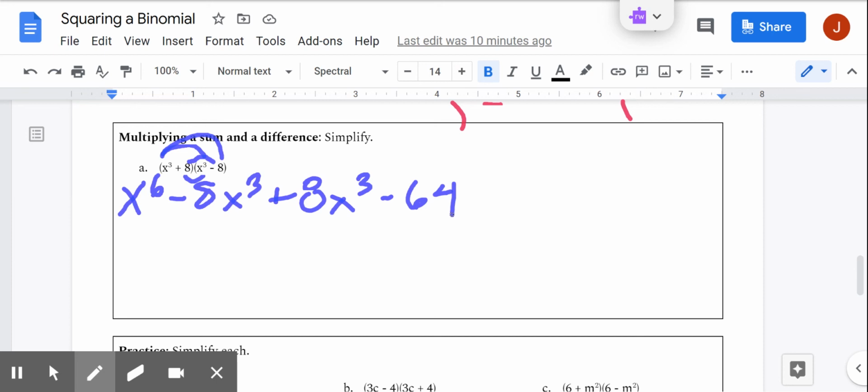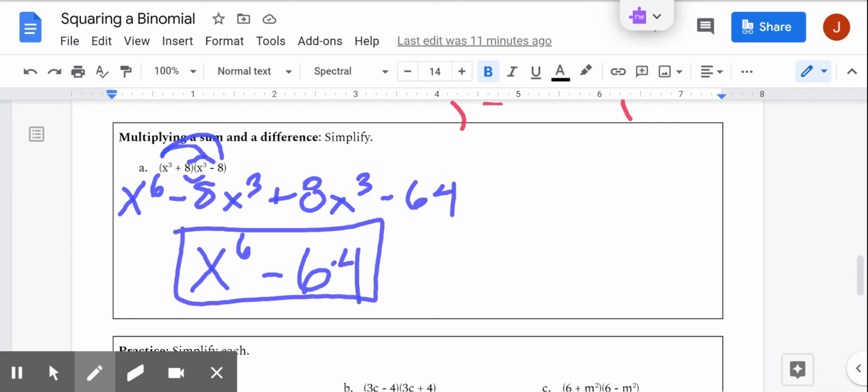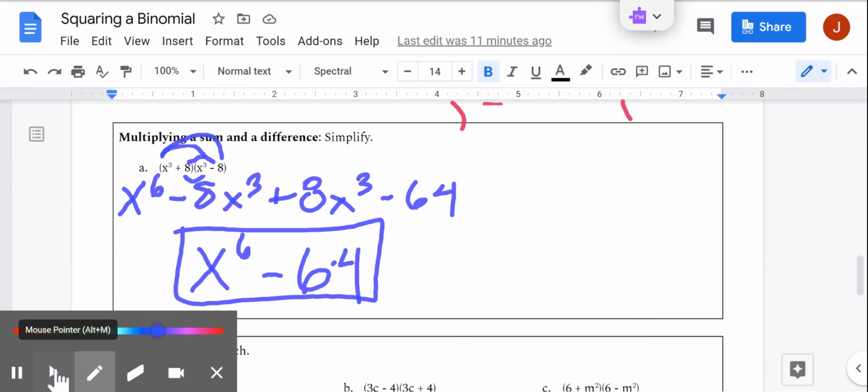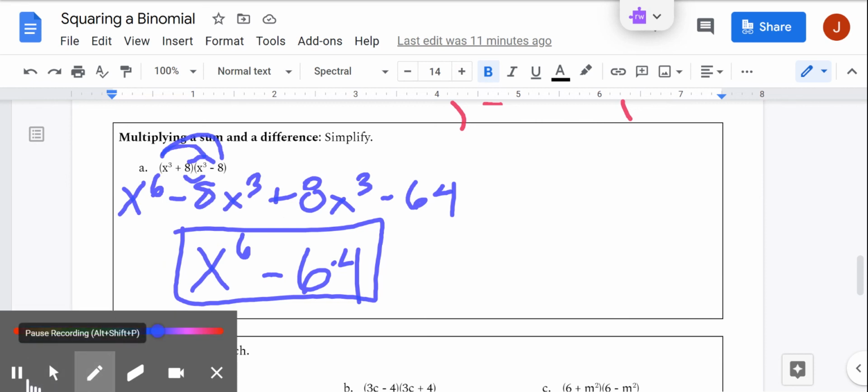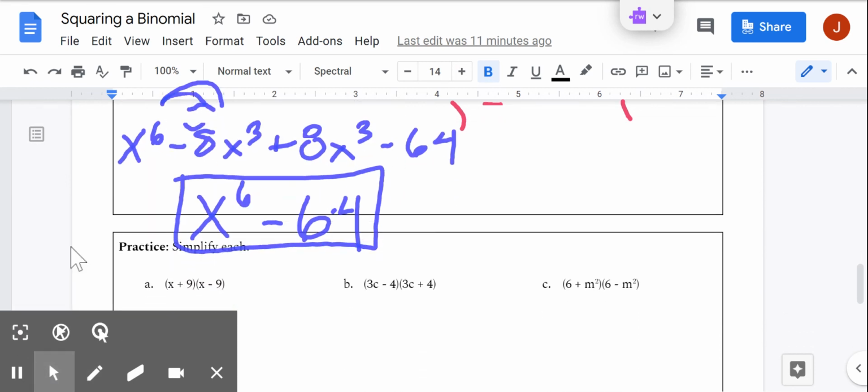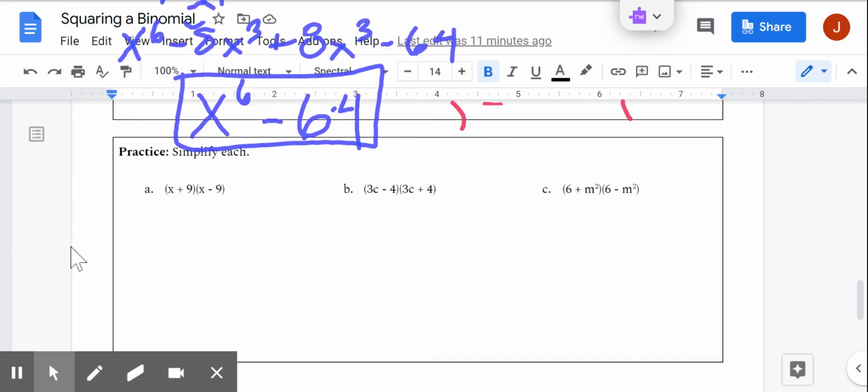What's special about this problem is that our middle terms end up canceling out because we have minus 8x cubed plus 8x cubed. So really what we're left with here is x to the 6th power minus 64. And that would be our answer to this problem, fully simplified. So whenever you have a sum and a difference like that, you can expect those middle terms to cancel out. All right, so that is all we have for today.